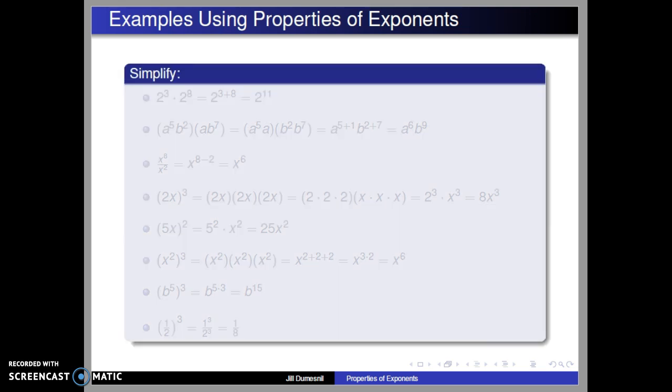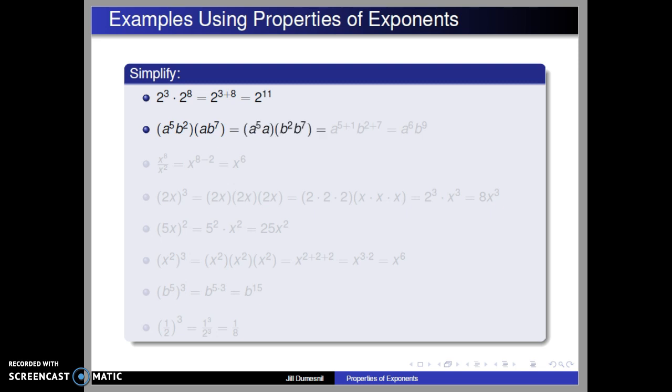Instructions on such problems will likely be to simplify the exponential expression. 2 cubed times 2 to the 8th equals 2 to the 3 plus 8, which equals 2 to the 11th power. To simplify, a to the 5th b squared times a b to the 7th. First, notice that the 7th power only applies to the b in the second factor.